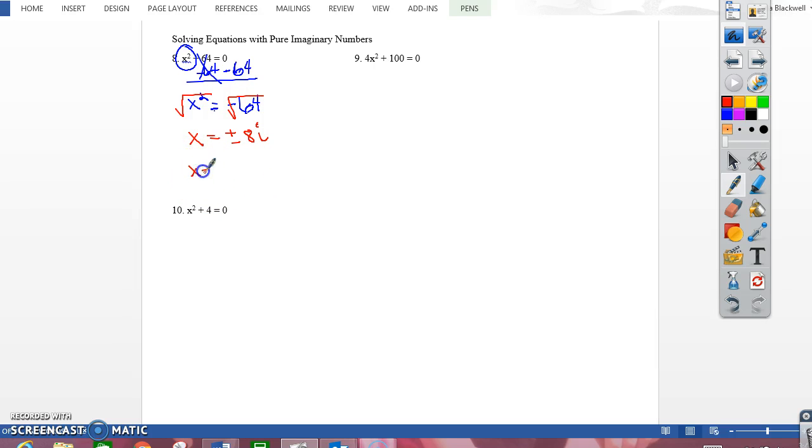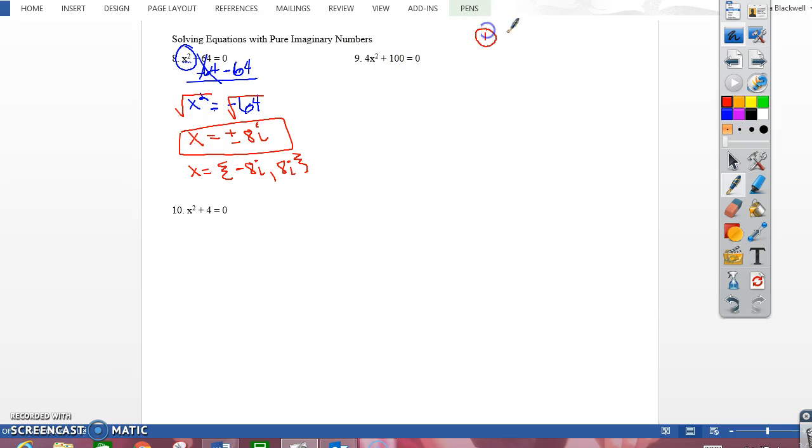So that means that on a multiple choice test, it'll be looking like this. But please remember, this is what this means for plus or minus. It would be negative 8i or 8i. And this big picture would be a parabola. These are the solutions for a parabola that does not cross, or a quadratic equation that does not cross the x-axis. So over here, when I'm looking at this one, 4x squared plus 100 equals 0.